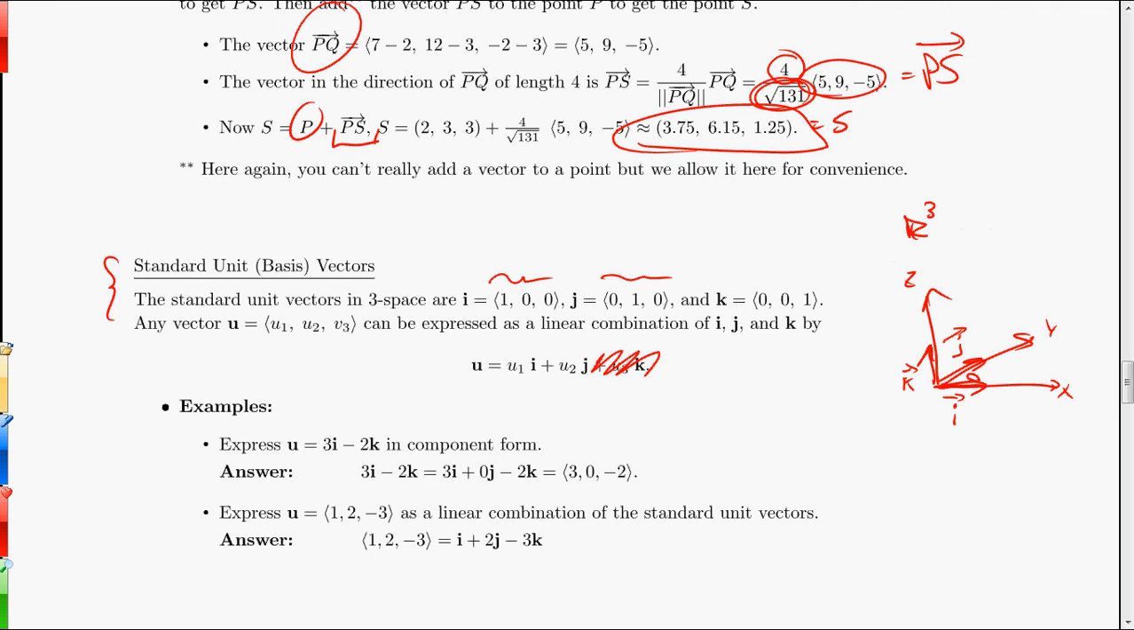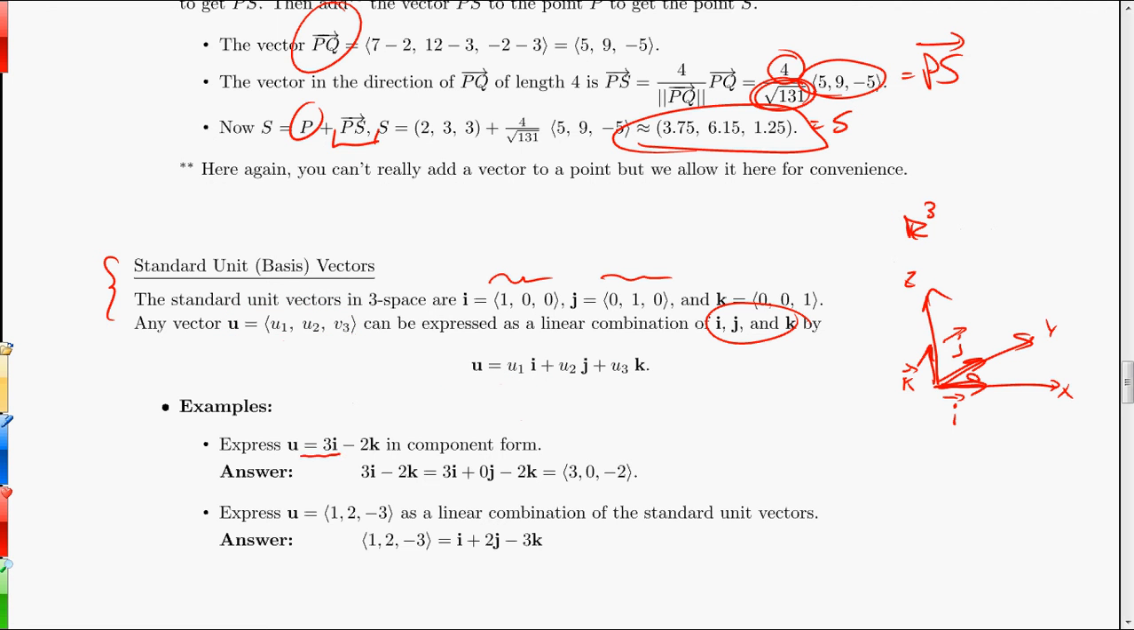And if I want to express any vector in component form in terms of I, J, and K, it's just the first component times I plus the second component times J plus the third component times K. It is that easy. And going back requires the exact same process.